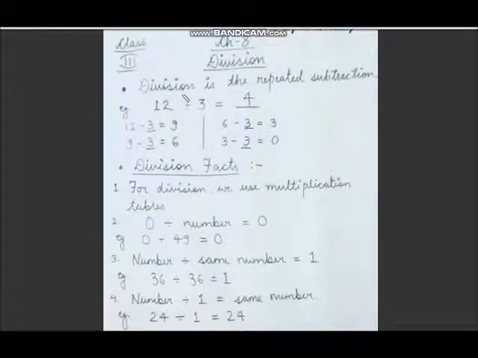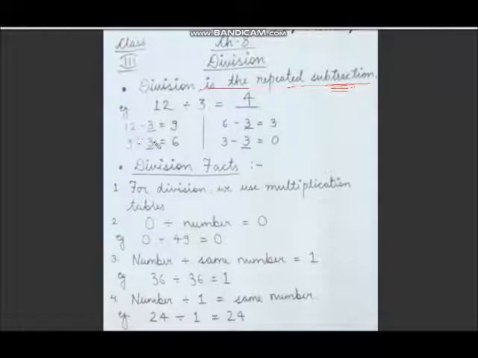Now, what is division? Division is the repeated subtraction. We get the answer by subtracting the numbers. For example, 12 divided by 3. So, how do we get the answer?